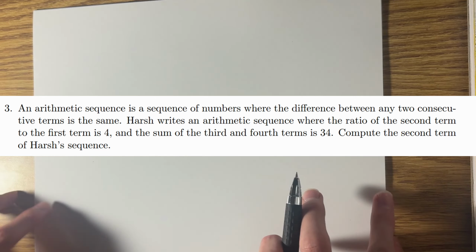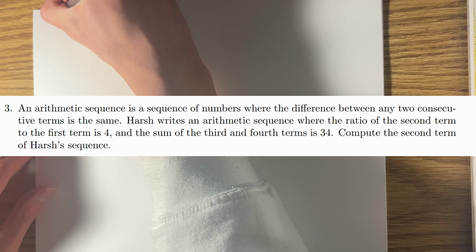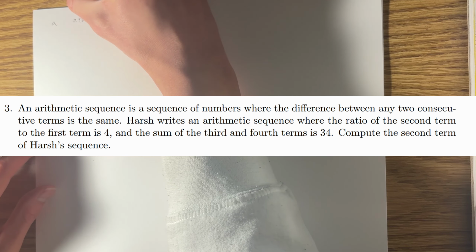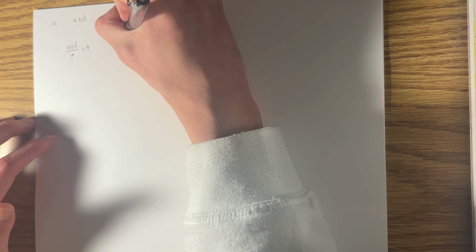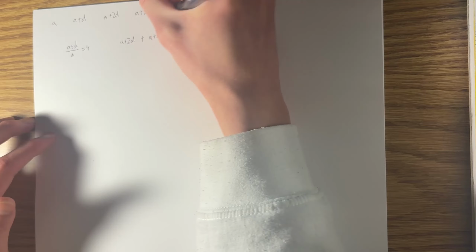Now, for our third problem, denote Forrest's terms as a, a plus d, a plus 2d, and a plus 3d. The first relation states that a plus d, which is the second term, divided by a, equals 4. And the second equation states that a plus 2d, the third term, plus a plus 3d, the fourth term, equals 34.